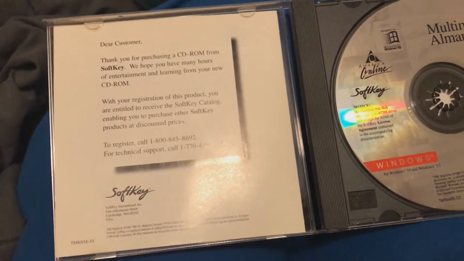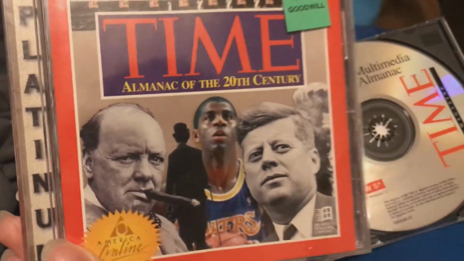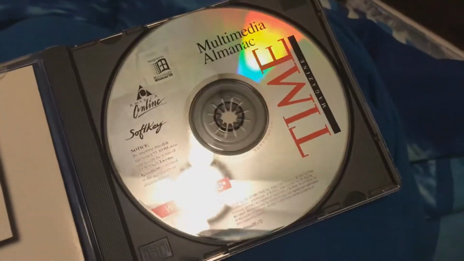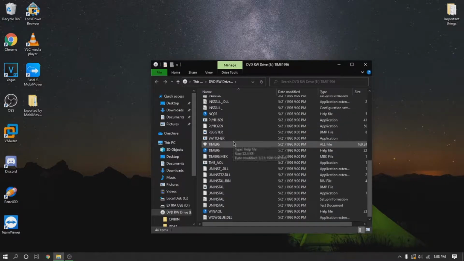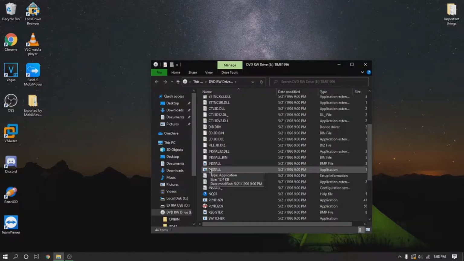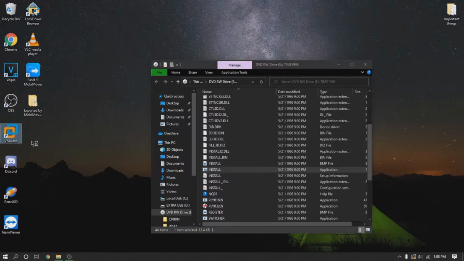We're going to be looking at this, and then after that, we're going to be looking at the, what is it over here, the TIME Almanac of the 20th Century, which I don't think will be much different, but here goes the Multimedia Almanac. All right, so here we go. First off, I tried to install the TIME Almanac on my main operating system, and of course, as you can see in a second, it doesn't work, so that's scratched, so we can't run it on my main operating system. However, I am able to run this in a virtual machine, as you're about to see.